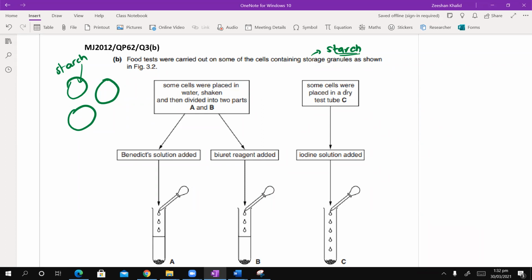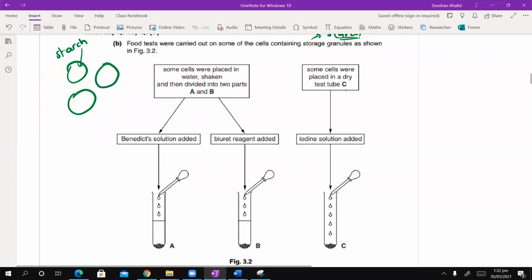Some cells were placed in water and shaken and then divided into two parts. Let's see what they did. Some cells were shaken and then divided into two parts, A and B. With these, in A they added Benedict solution, so A plus Benedict solution added, and then B plus Biuret solution added.